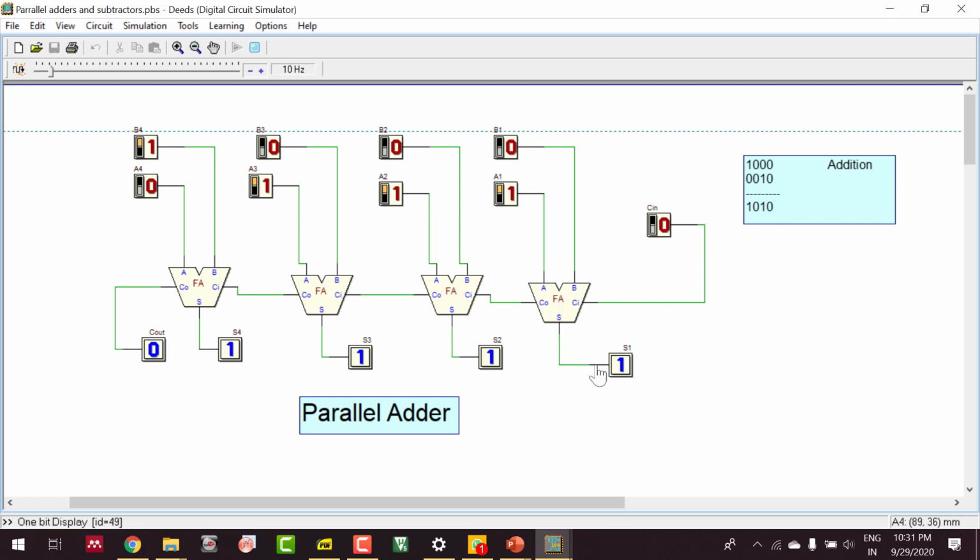So you can cascade to any number. If you want to add an 8-bit number, you have to take 8 full adders and you can go on. Please make sure when you do parallel addition, Cin is 0, because for the first full adder your Cin is 0, as there is no carry from the previous stage. Now I am going to show you the parallel subtractor.